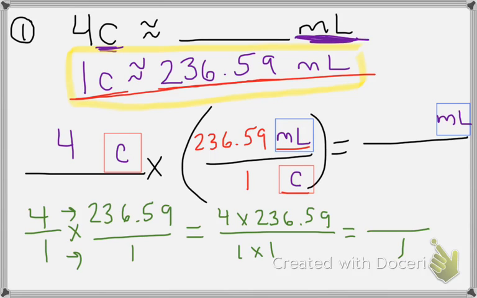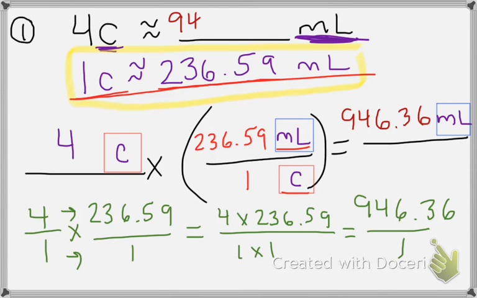Okay? And just to save time, the answer comes out to be 946.36. So in the end here, we have our answer. We found that 4 cups is approximately 946.36 milliliters. So all we did was plug into our standard formula. We found out that we were basically just multiplying. We did that, and then we found our answer.